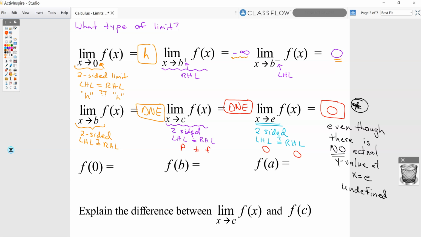There's no limit on this problem. So when it just says f of, this is important, and it's just reviewing something you already know. So this means when x equals 0, what does the Y value equal?